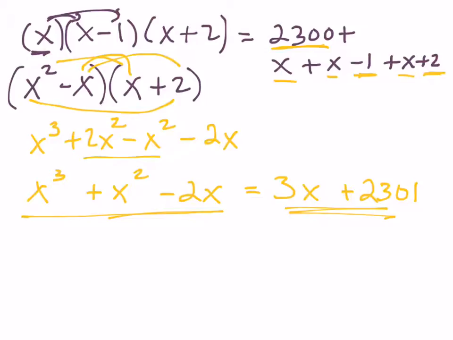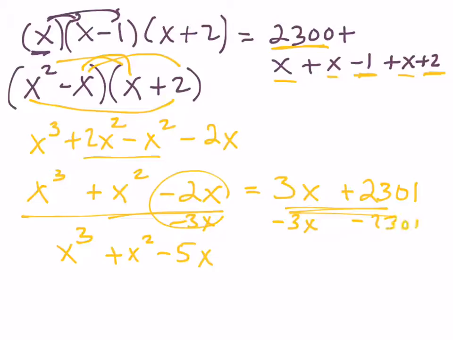So I'm going to do that by combining like terms. x cubed plus x squared. And now I'm going to subtract 3x and move that over. So I end up with negative 5x. And then subtract 2,301 and move that over. And then that's equal to 0.